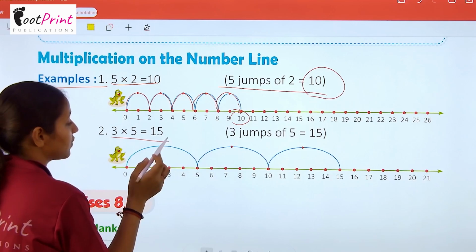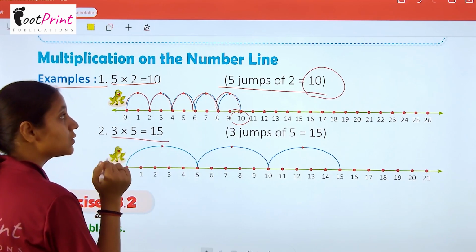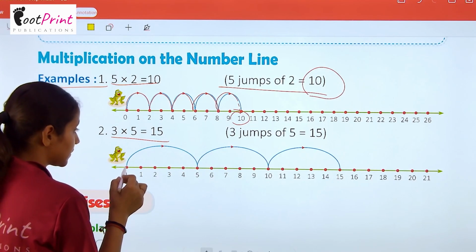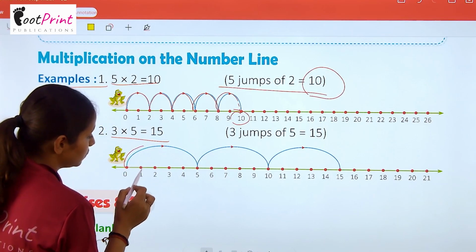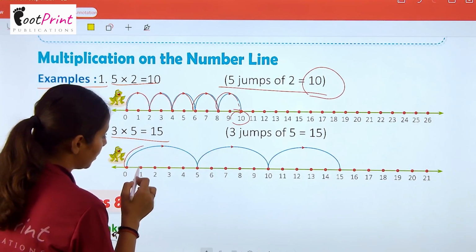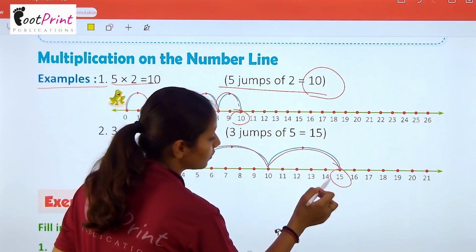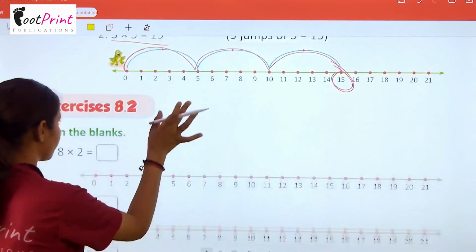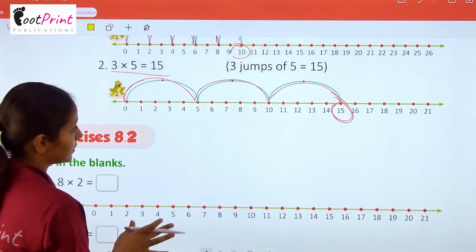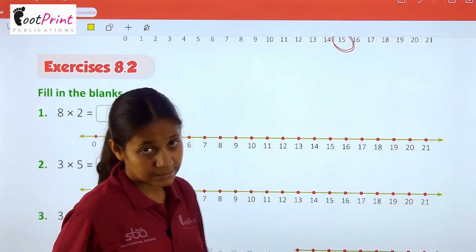Now 3 into 5 is 15. How will we prove it using the number line? We have to see the 5 steps: 1, 2, 3, 4, 5. So 1, 2, 3, we are reaching 15 only. So that means our answer is correct.